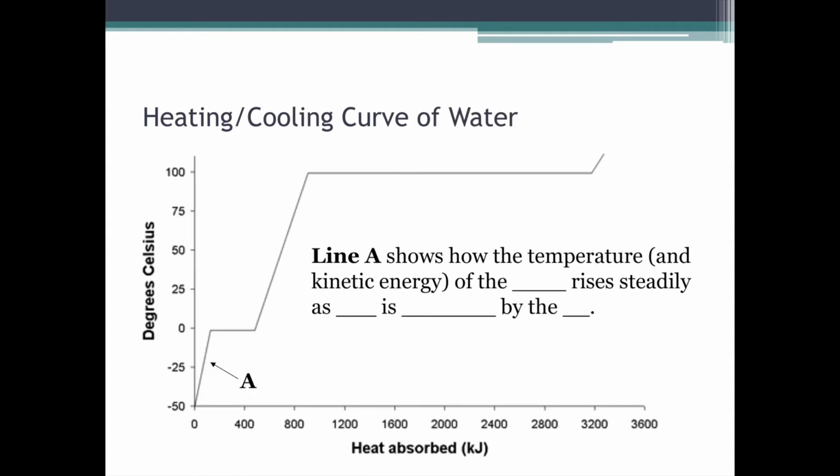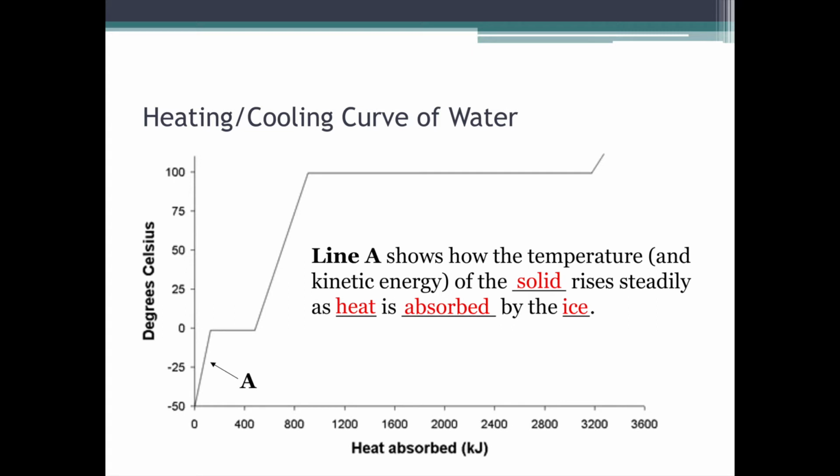Starting with line A, this shows how the temperature, and therefore the kinetic energy, of the solid rises steadily as heat is absorbed by ice. We're talking about the heating curve of water, so I can call it ice right now. We know temperature is a measure of kinetic energy. So as I'm adding energy, the molecules are taking that energy and converting it into kinetic energy. They're moving faster. It's still a solid, it still has the characteristics of a solid, but the temperature is rising.